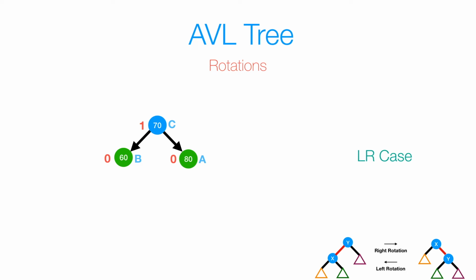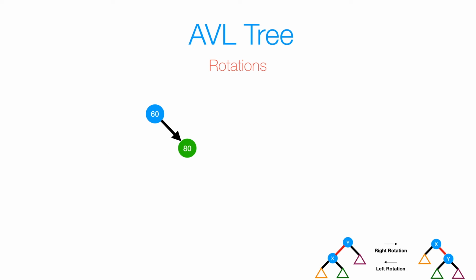Now let's take a look at the last case. So here we have two nodes, 60 and 80. Now let's just update the heights for each of these nodes. 80 has a height of 0 being a leaf node, and 60 has a height of 1. Now let's insert the node with value 70. Inserting 70, being a leaf node, has a height of 0 and a balance factor of 0 as well.